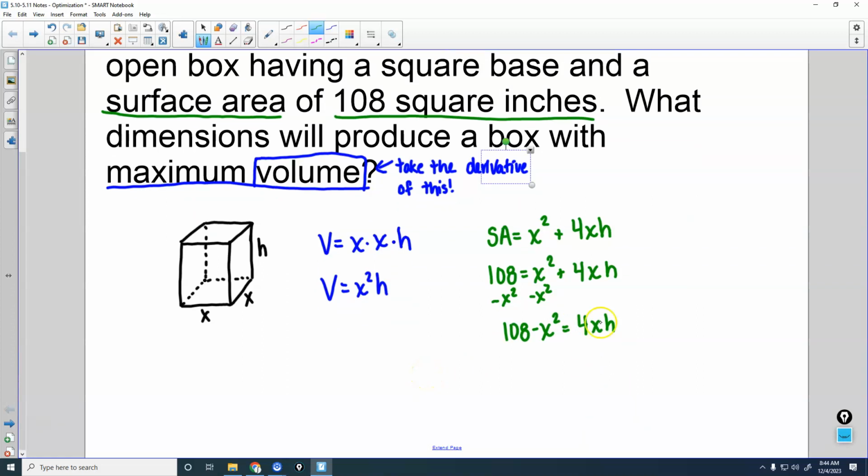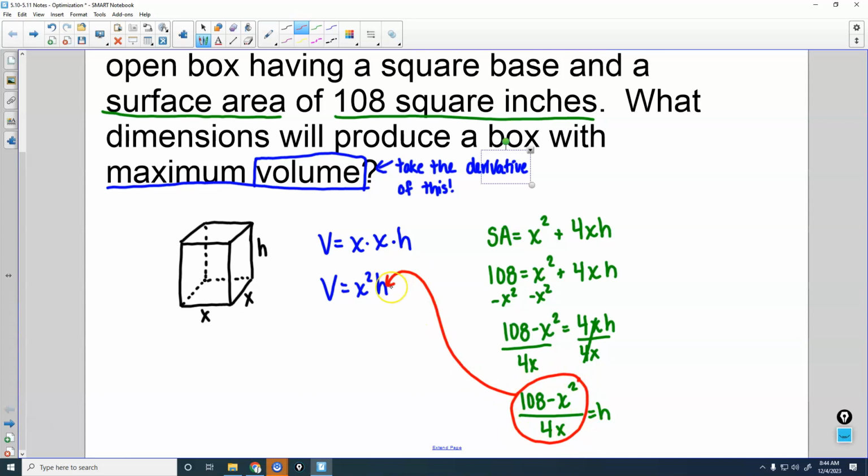Then what would I have to do? Divide by 4x. So I have 108 minus x squared over 4x is going to equal my h. And since I have that solved for h, both of these things have to be true, so I can take this and plug it in over here for my h. And that is going to give me x squared times 108 minus x squared over 4x. So, questions up to this point?